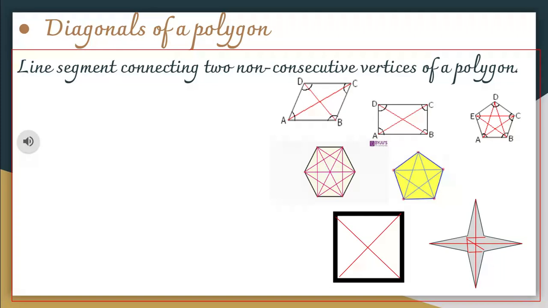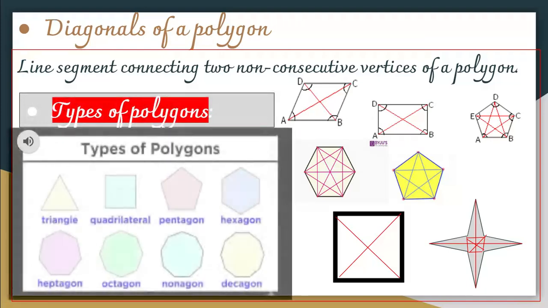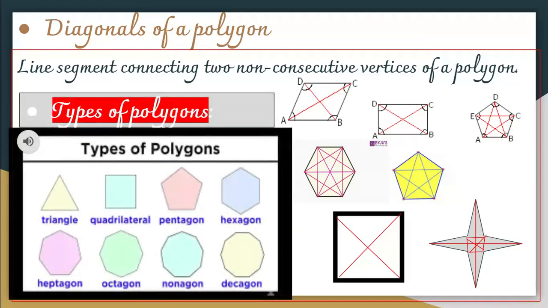So, this is how we determined the diagonals of a polygon. Clear? Now, our next point is types of polygon. Look at the types of polygon depending on the number of sides. How could we say that? It is depending on the number of sides of the polygon.